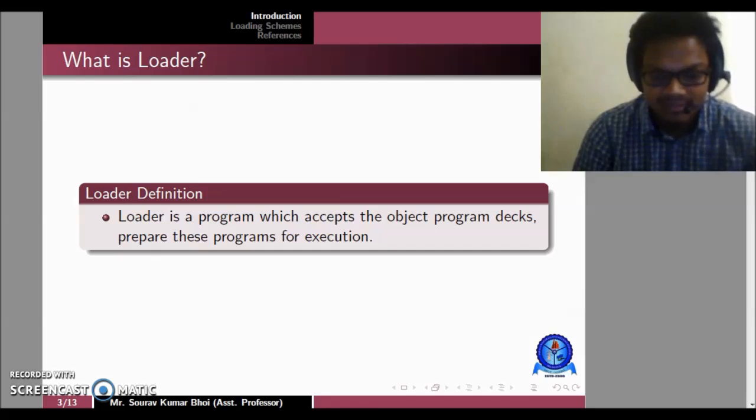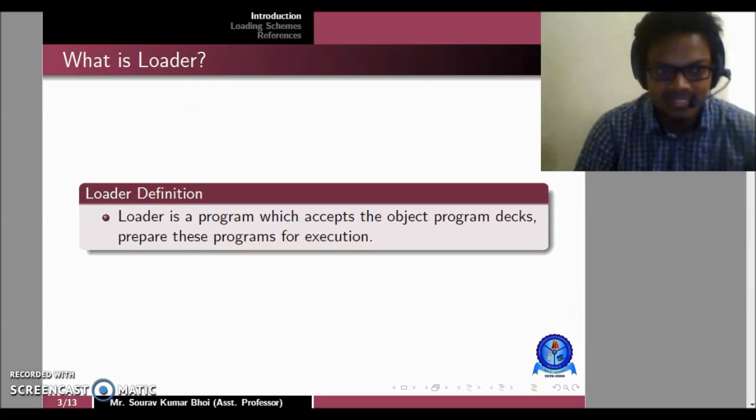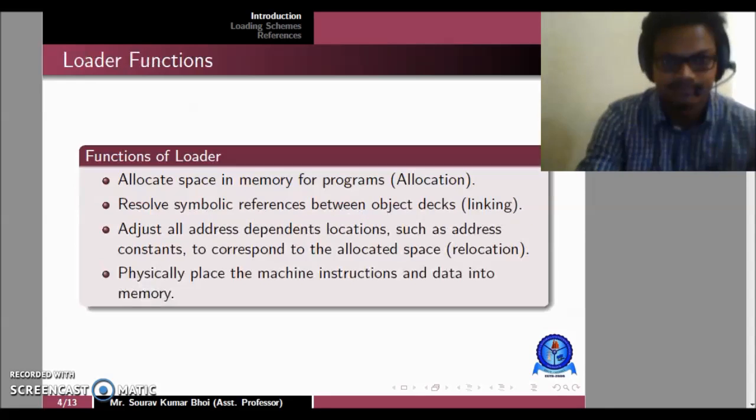So after the assembler work, it just generates the objects. After the code generation from the assembler phase, the objects are there: object 1, object 2, object 3. Objects means the machine dependent codes are there, totally machine understandable codes. These objects are assembled and loaded into the main memory for execution. So this function is done by the loader.